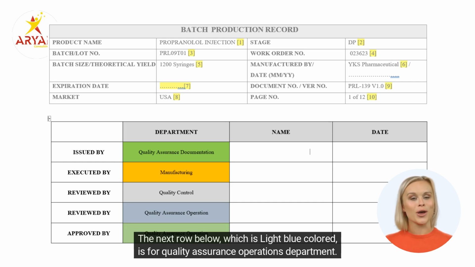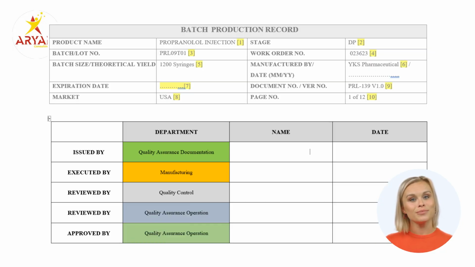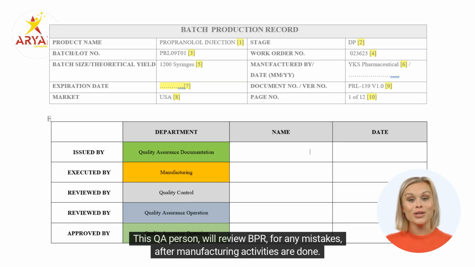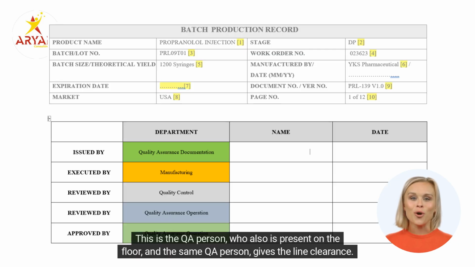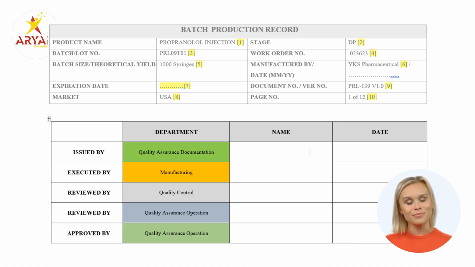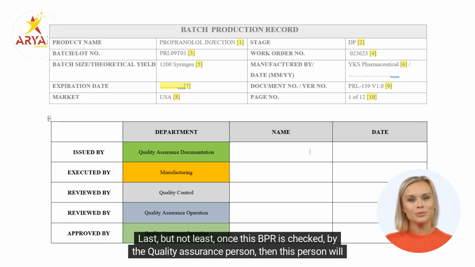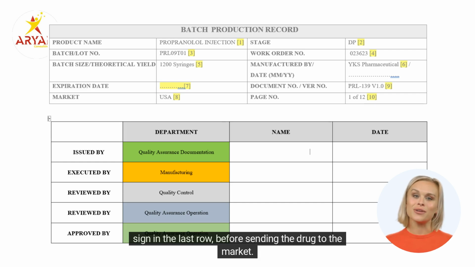The next row below, which is light blue colored, is for Quality Assurance Operations Department. This QA person will review BPR for any mistakes after manufacturing activities are done. This QA person reviews the BPR for any GDP or GMP errors. This is the QA person who also is present on the floor, and the same QA person gives the line clearance. Last but not least, once this BPR is checked by the quality assurance person, then this person will sign in the last row before sending the drug to the market.